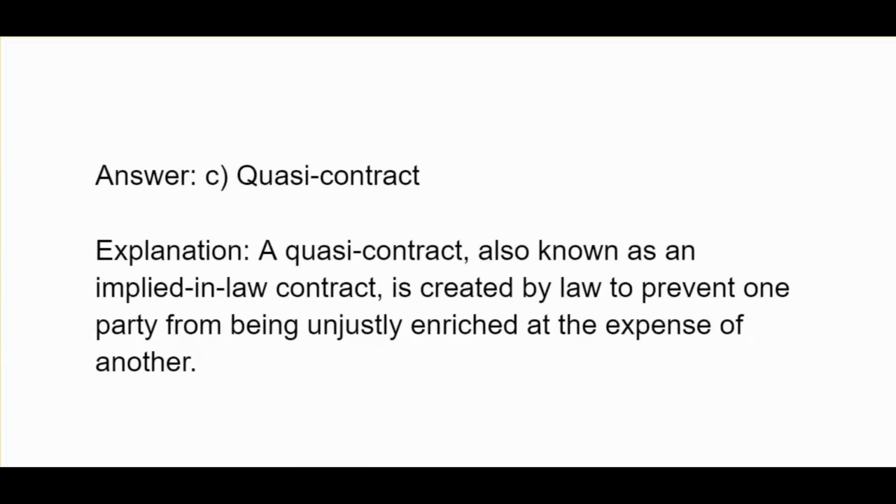C, quasi-contract. A quasi-contract, also known as an implied in law contract, is created by law to prevent one party from being unjustly enriched at the expense of another.